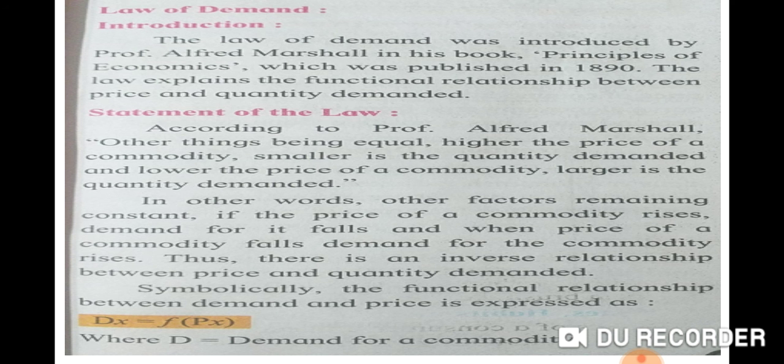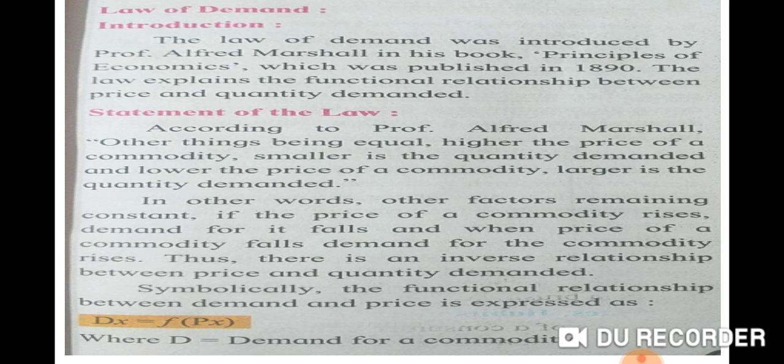So, the text statement of the law. According to Professor Alfred Marshall, other things being equal, higher the price of a commodity, smaller is the quantity demanded, and lower the price of a commodity, larger is the quantity demanded, which we saw in the last lecture. In other words, other factors remain constant, meaning factors other than price and quantity demanded, like income, population, etc. Such factors remaining constant, only price changes.